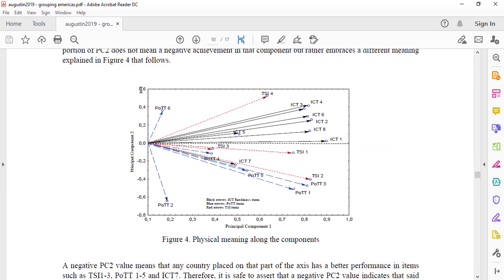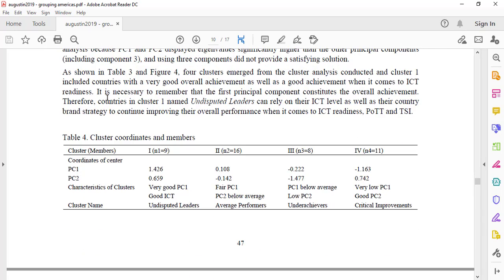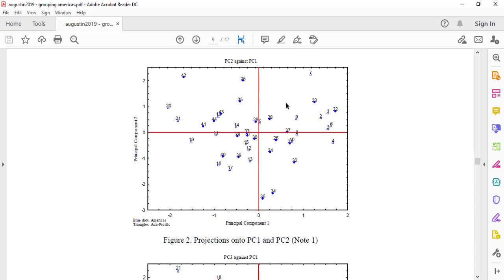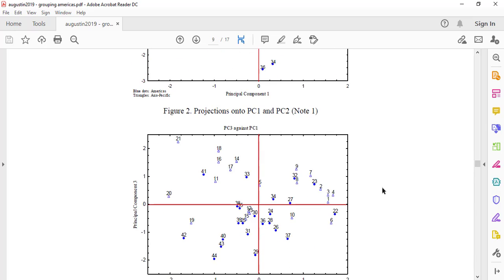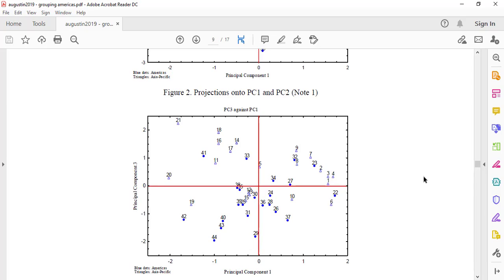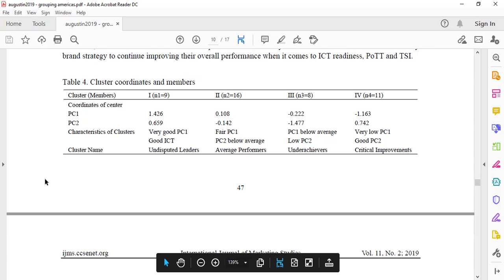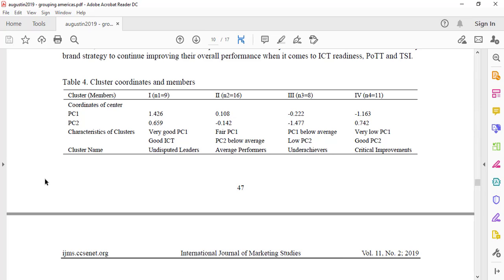So now, after we consider all of this, we came to our clusters. Remember earlier we said the graph that we saw allows us to physically see 4 different clusters being formed. Now, we presented the coordinates of the center of each cluster and the number of cases within each cluster. For example, cluster 1 had 16 countries, cluster 2 had 8 countries, cluster 3 had 11, and cluster 4 had 9. And you are able to see the characteristics of each cluster.